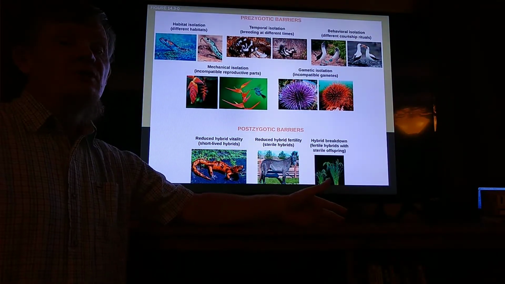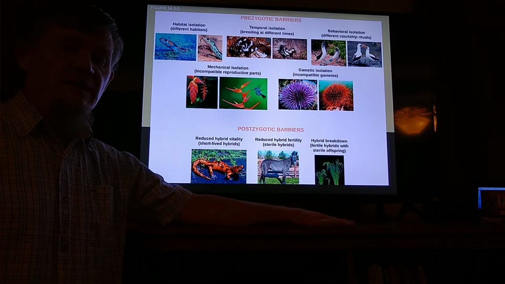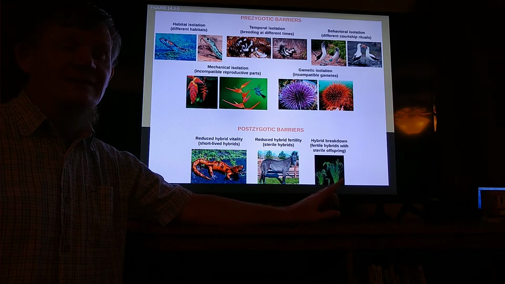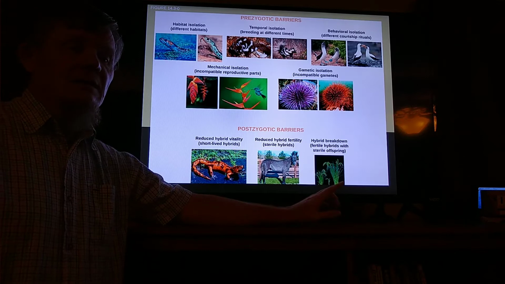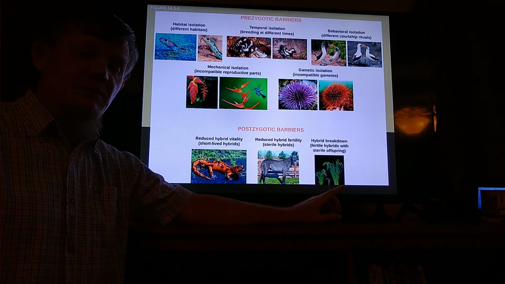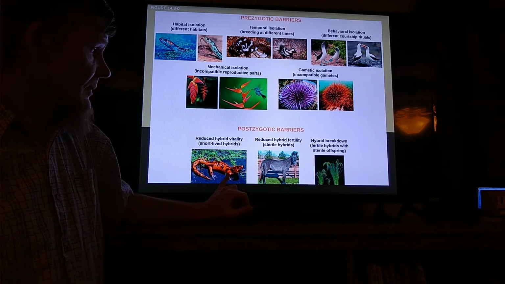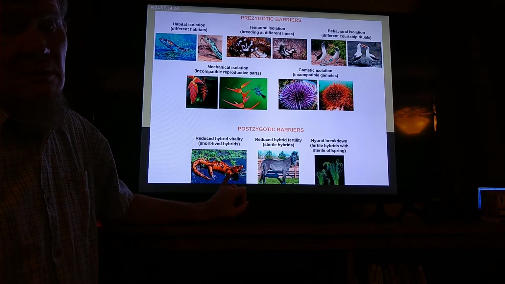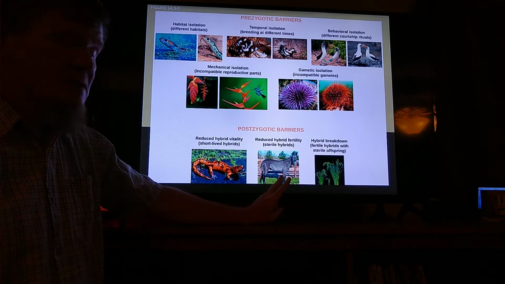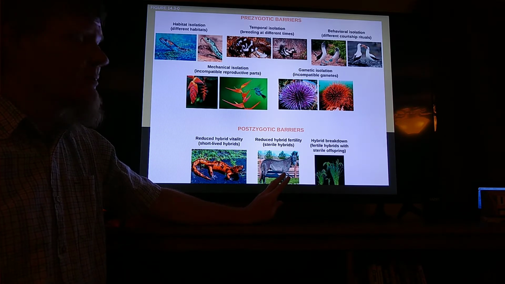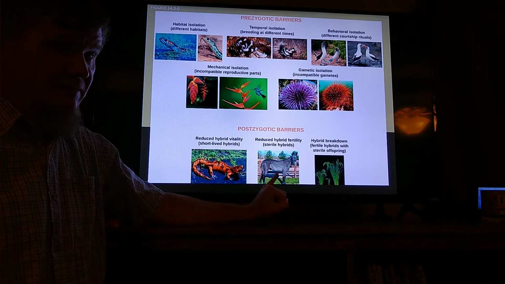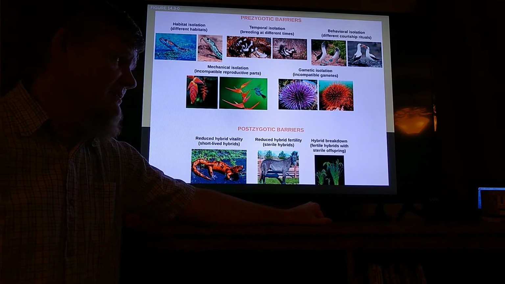Next, we move on to postzygotic barriers. These are things that did not prevent the egg from being fertilized. It did get fertilized. However, the fertilized egg, in some cases, will not yield a healthy baby. In other cases, it does yield a healthy baby, but that healthy baby is sterile and is unable to have babies of their own. And last is hybrid breakdown.